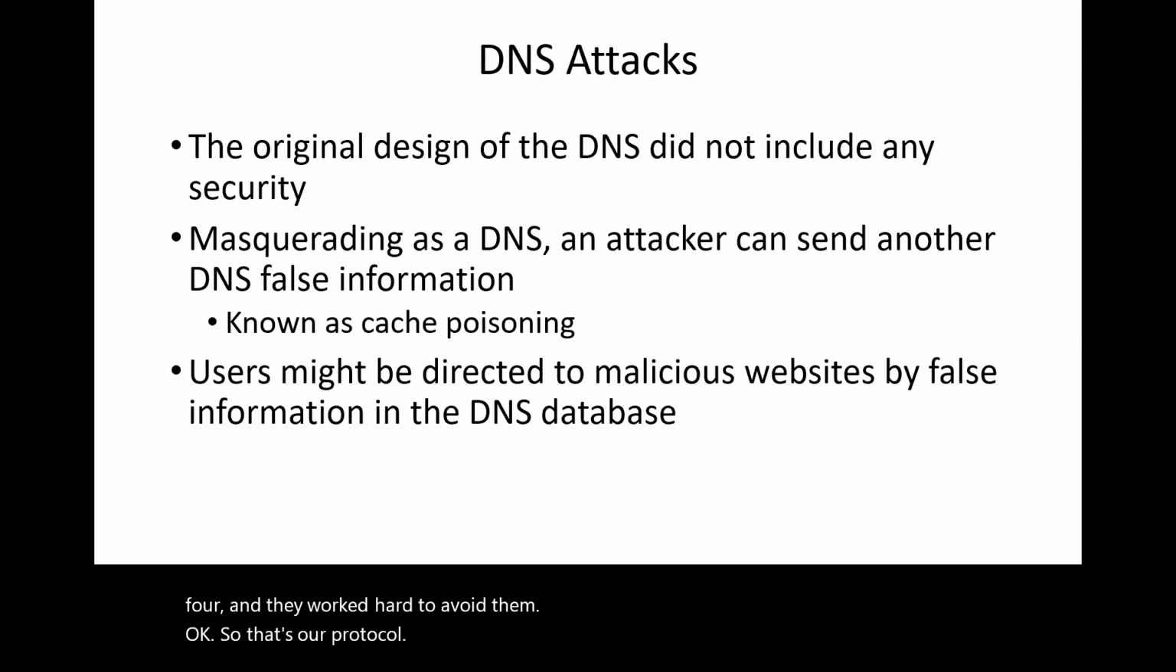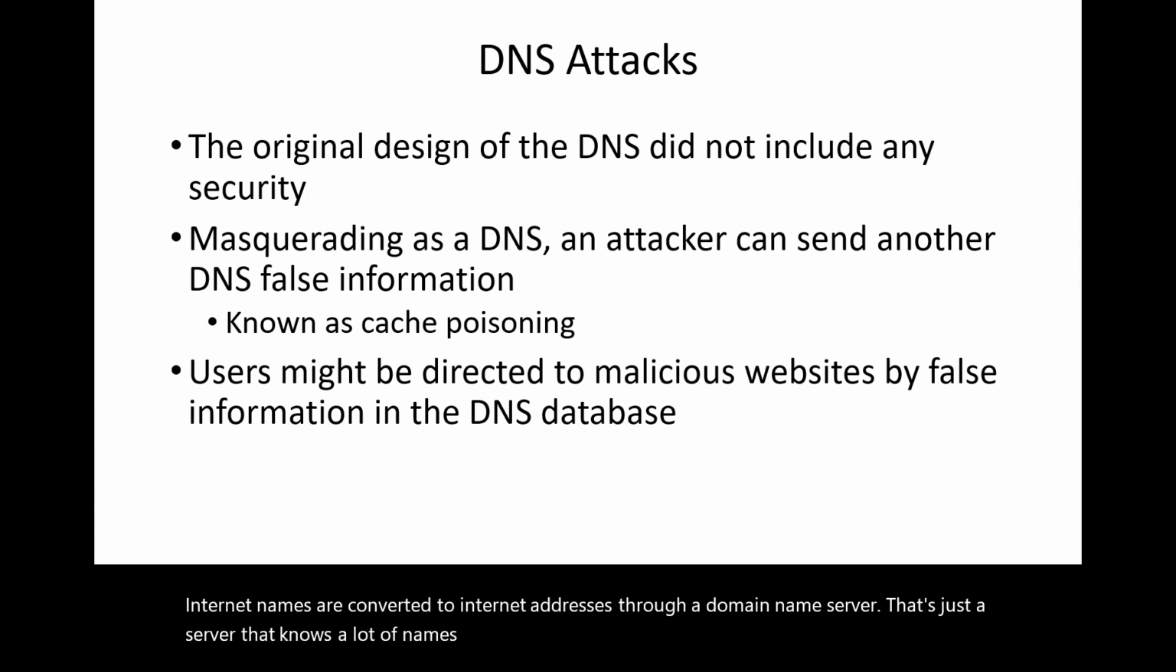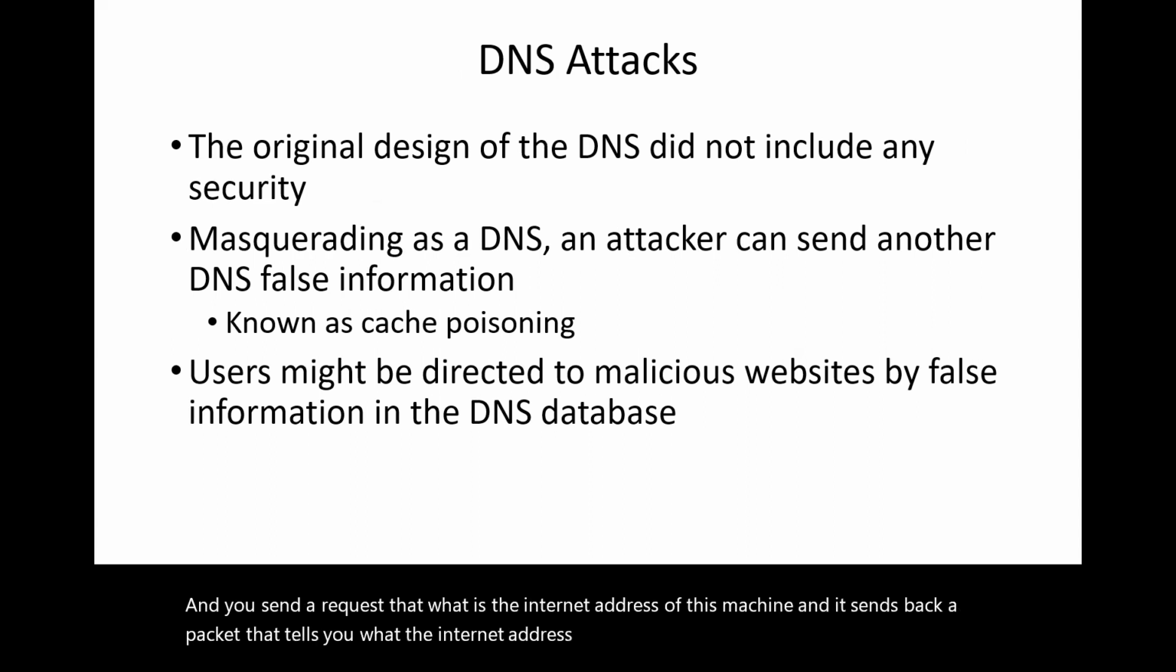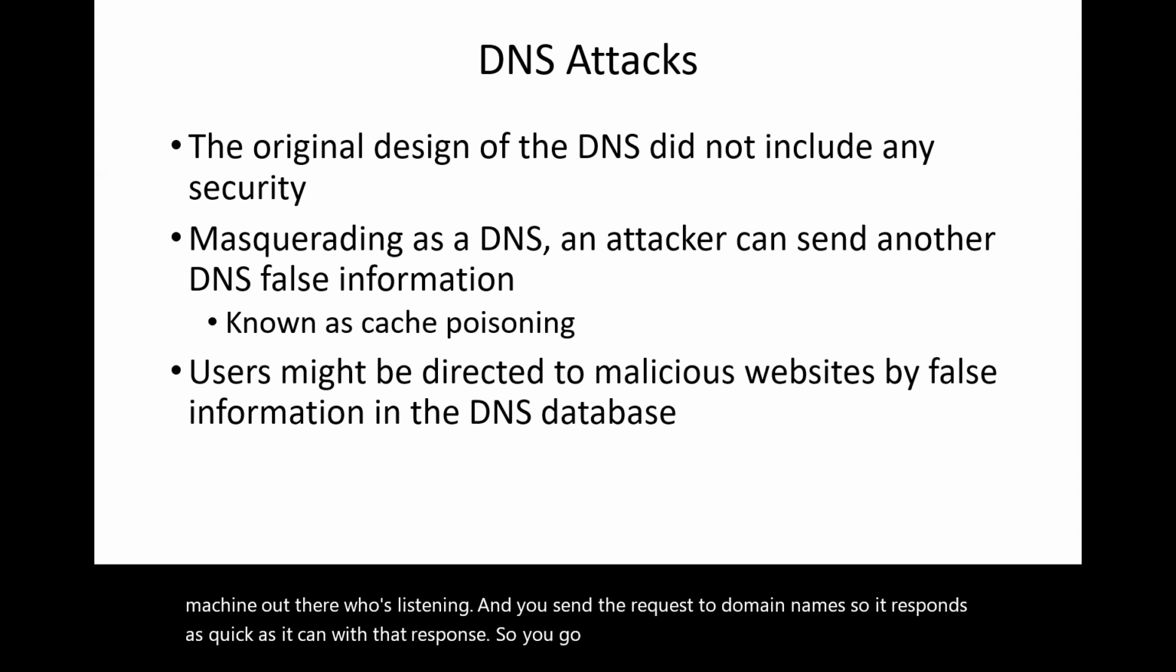Internet names are converted to internet addresses through a domain name server. That's just a server that knows a lot of names. You send a request saying, what is the internet address of this machine? And it sends back a packet that tells you what the internet address is. Easy enough. Unless, of course, there's another machine out there who's listening, and you send the request to the domain name server. It responds as quick as it can with that response. So you go, oh, this is where it is, where it's a false response. It's going to send it off to a malicious machine.